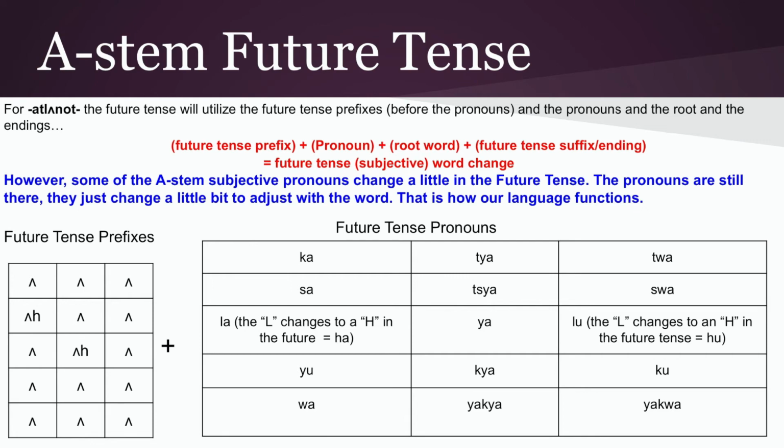So, future tense prefixes, you can see those on the left side in that little chart. Pretty much it's always just a caret. However, in the meaning you, the second one in the first column, and then the third one in the second column, the two males, that is caret H.